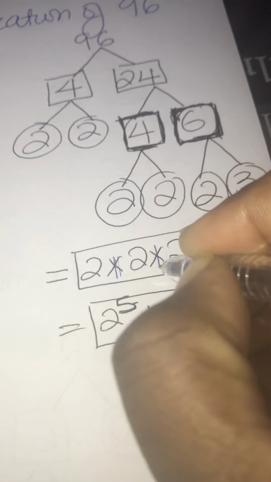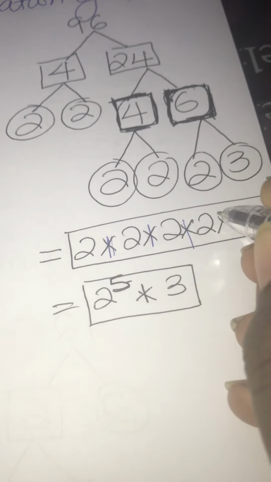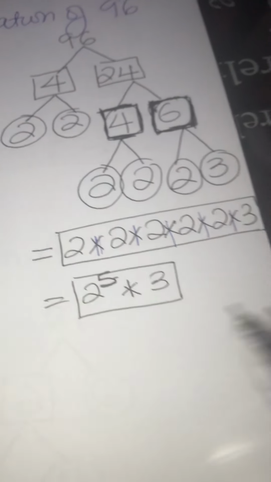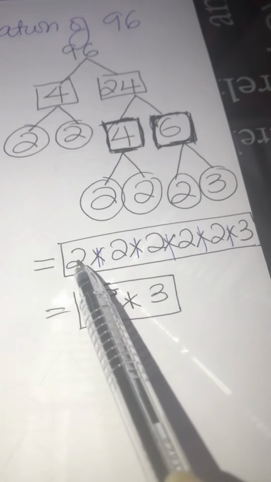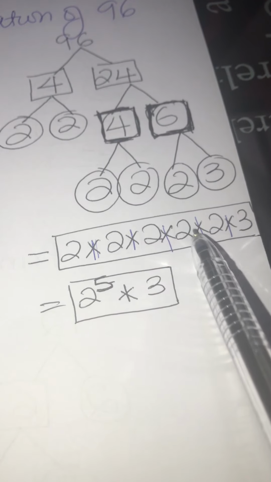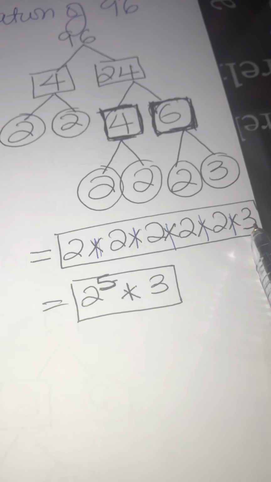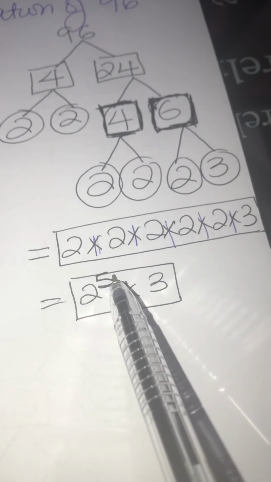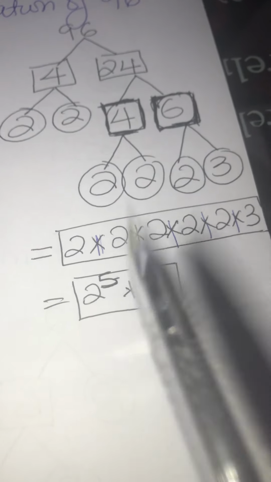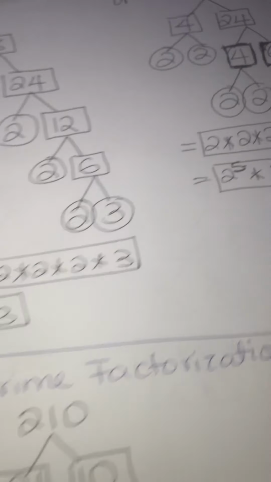I like using the star. Okay? So, 2 times 2 times 2 times 2 times 2, there's 5 of them, and 1 3. So 2 to the 5th power times 3 is the answer.